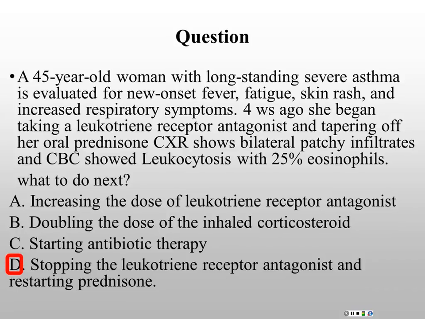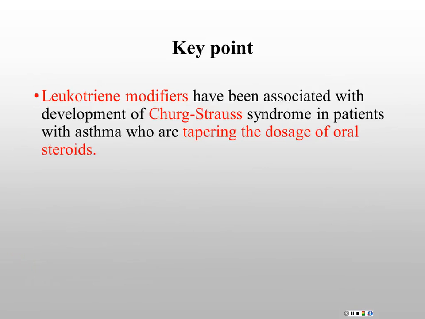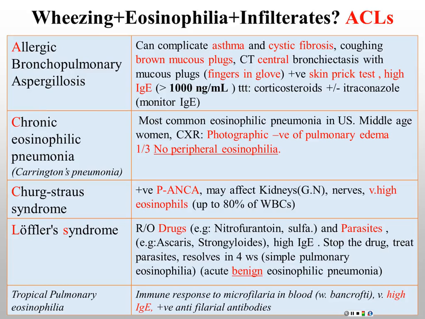D. So we will stop the leukotriene receptor antagonist. You have to know that leukotriene modifiers were associated with Churg-Strauss syndrome in patients with asthma, especially when you try to taper the corticosteroids. It's not known whether the leukotriene medication is the cause, or whether by tapering the steroids you are unmasking the symptoms that were being treated with corticosteroid, but that's usually the situation.